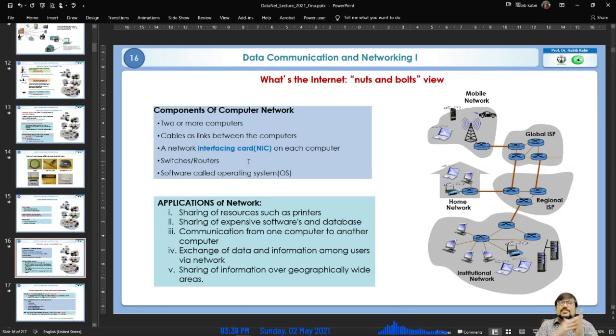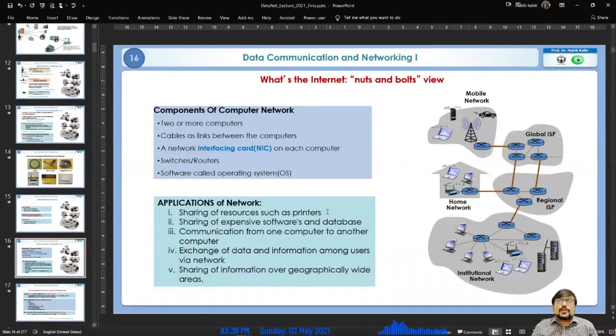So what is network software? I'll discuss those things, but just try to know the application of the network. It's not network software; rather, think about why we need the network to utilize some digital application. One of the digital applications is sharing of resources, such as a printer.